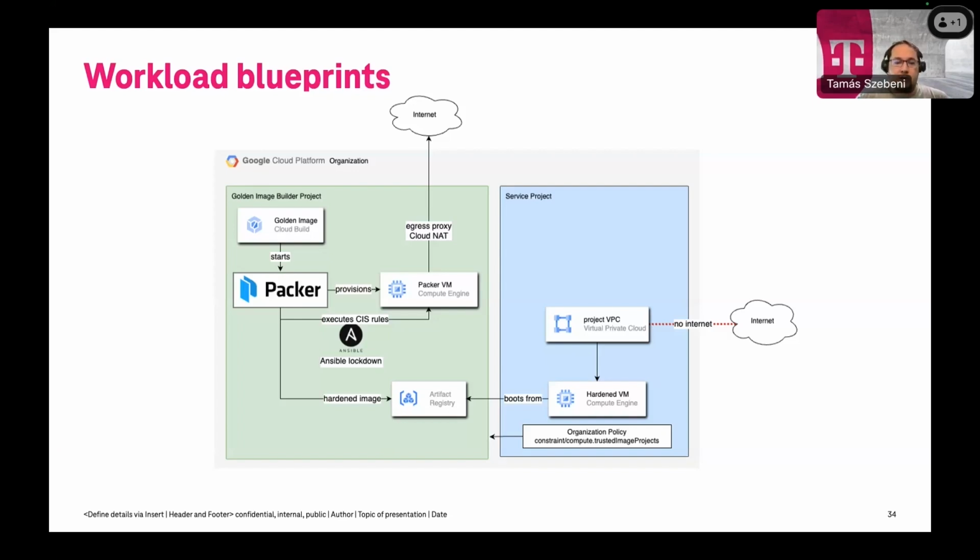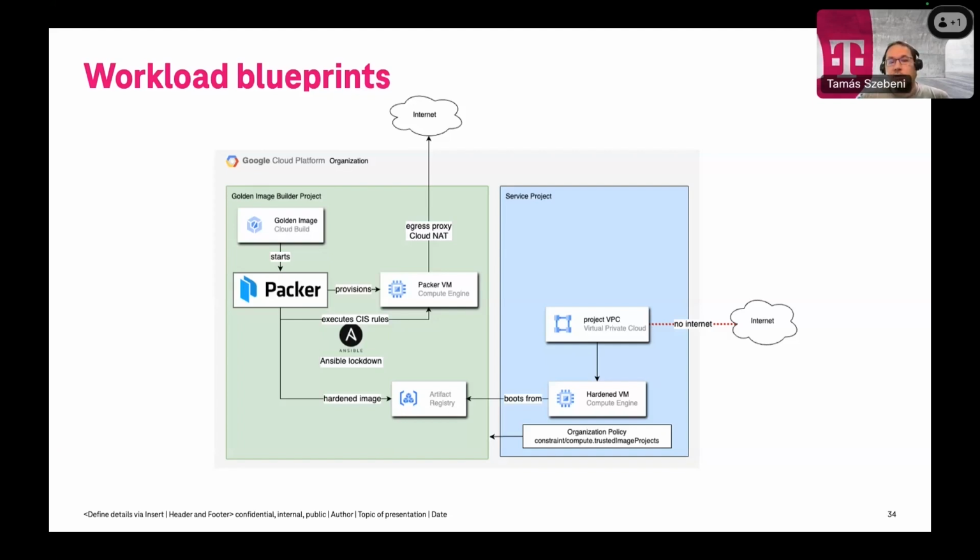It uses Packer, which provisions a temporary VM, and it uses CIS benchmarking rules from Ansible Lockdown. And that provisioner executes all the CIS recommendations, and it ends up as a hardened image that we publish to Artifact Registry. And there is also an organization policy on the service project side, where the project which hosts these artifacts is marked as a trusted image source. That way, all the service projects can pull images from that project and just use them.